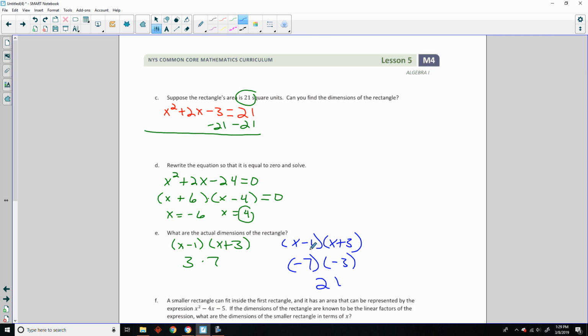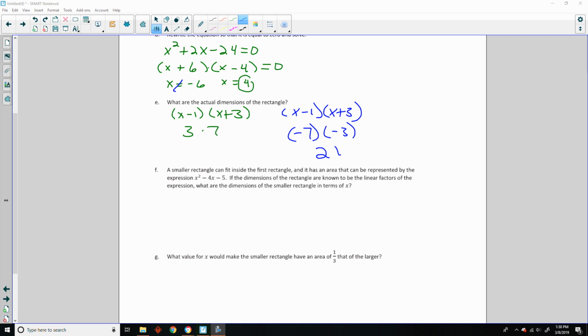Okay, what are the actual dimensions of the rectangle? Can either of these work? The answer is no. If these are lengths, this is a negative value. Length, distance can never be negative, so this is what's called an extraneous solution.